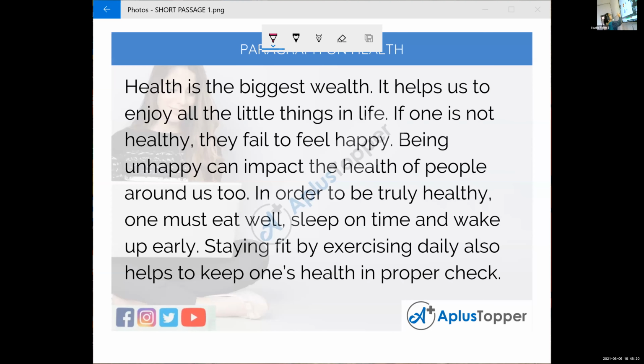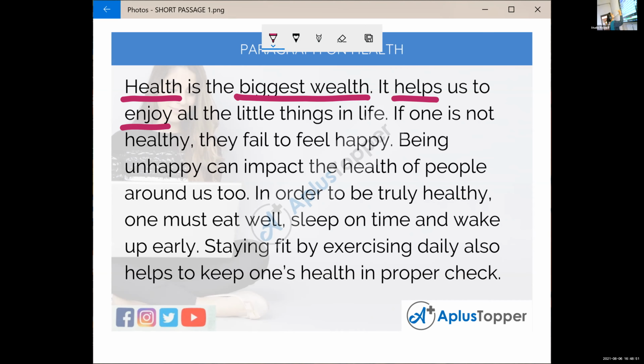As you read this, you have to tell me which are the words to be underlined. Remember, ma'am, nouns, verbs, adjectives, adverbs. Starting with? Health is the biggest. No, I'm not asking you to read. You just read it and tell me the words, like health, biggest, wealth. Biggest wealth. Then enjoy, helps, enjoy.